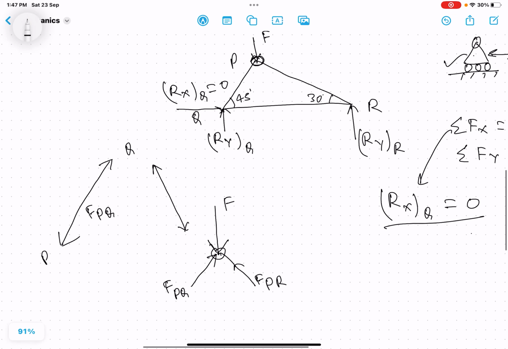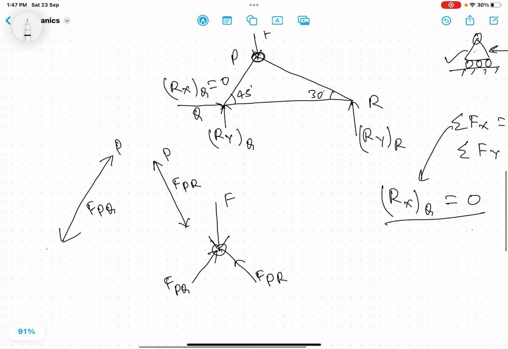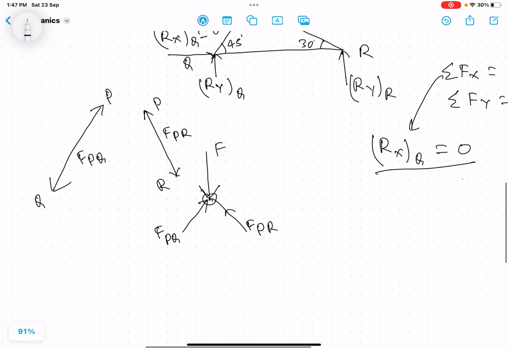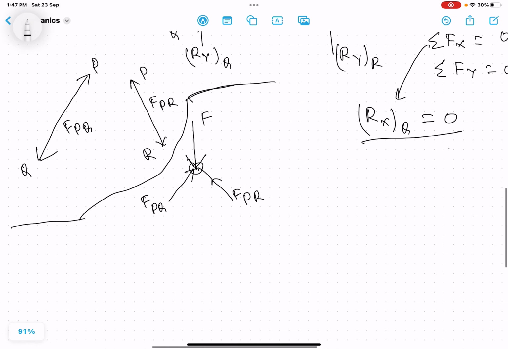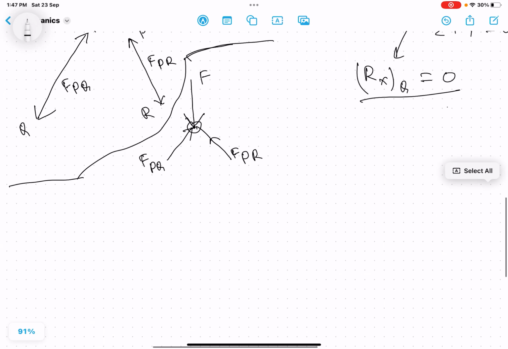We will assume the same tensile force acting in F of PR. This point is P, this point is Q, and this point is R. So moving ahead, as you can see here, three forces are acting at a point, so we can apply one theorem. I will explain the theorem in this video.